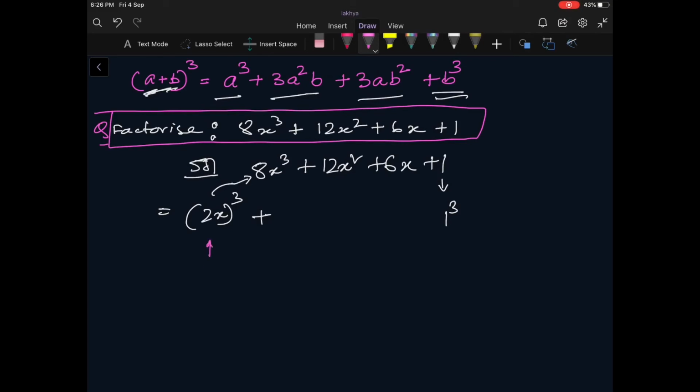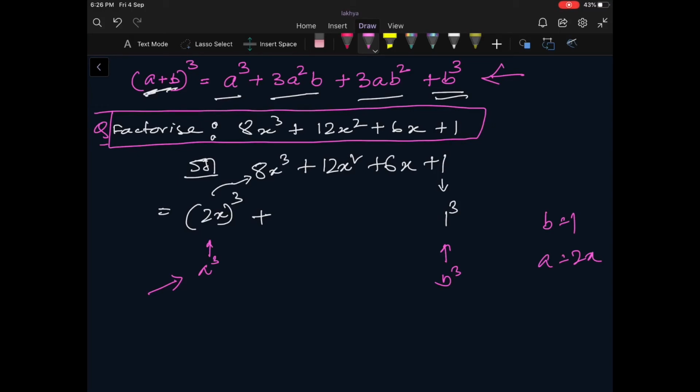Okay, now consider this one as a cube and this one as b cube. If 1 cube is b cube, then b must be equal to 1, and if twice x whole cube is a cube, then we can say a is twice x. Okay, a is twice x.